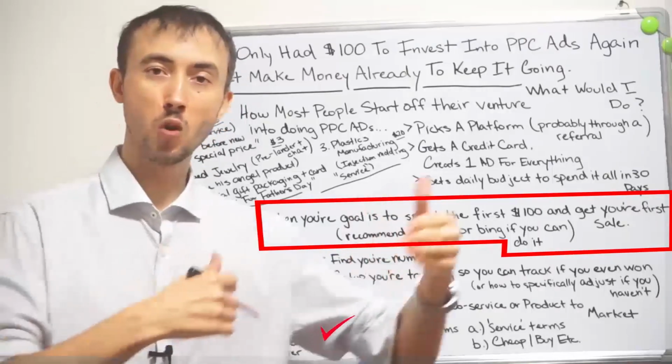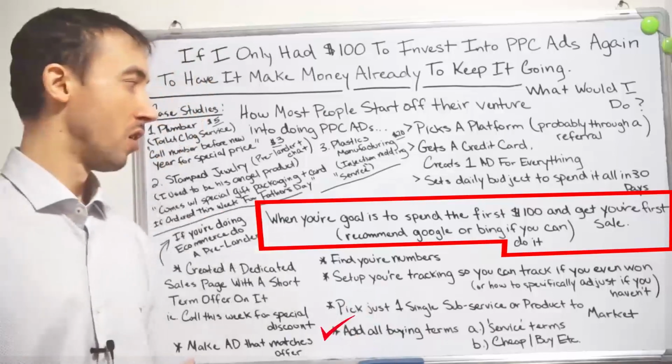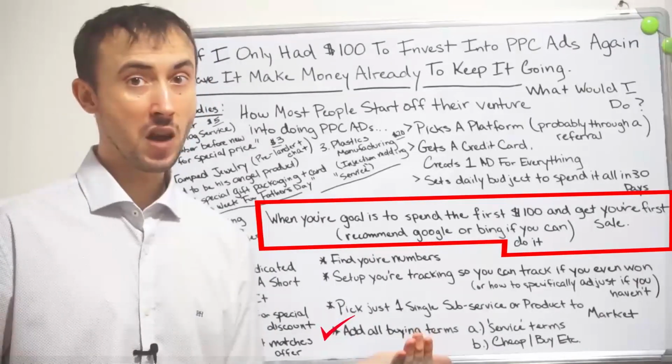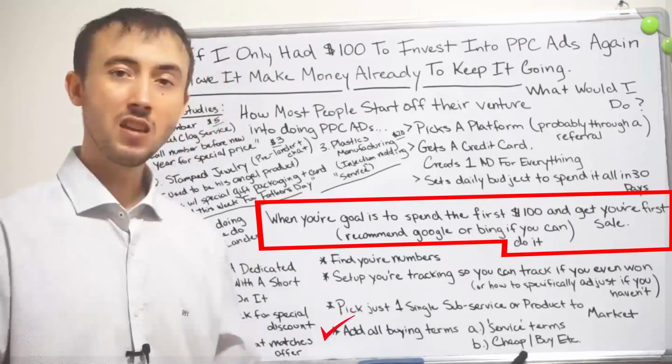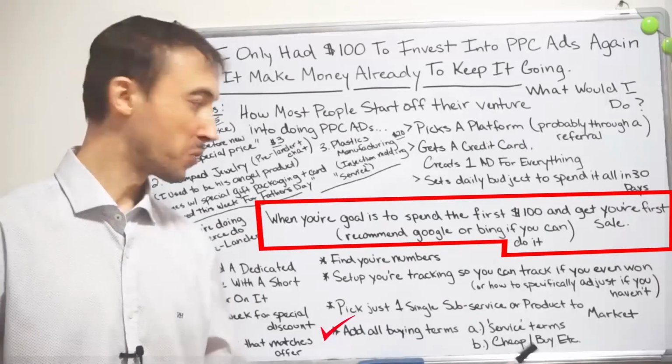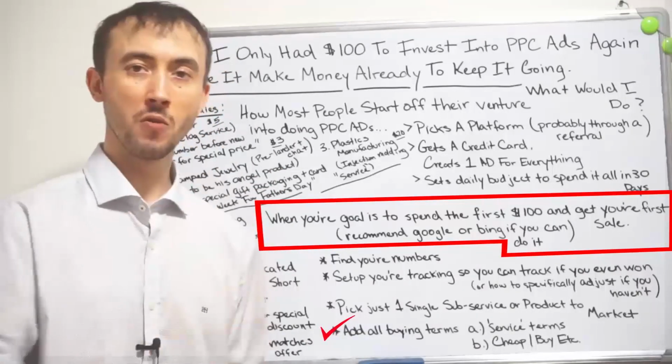Why? Because it shows more immediacy in that user's intent. And when you're only spending $100, you don't need that many clicks. It might take you 2-3 months to spend the $100, but the clicks you get are going to be beautiful.